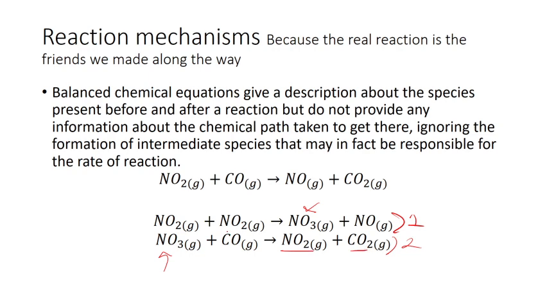Now you'll notice that when you add these together, NO3 appears on both sides, so we cancel that out. NO2 appears on both sides, so we cancel that out. So what we get is this overall reaction, because there are things that appear on both sides in our mechanism. However, in the mechanism, we see that we are making an intermediate, something that is not represented at all in our reaction. That's why when we're looking at rates, we need to take into account the reaction mechanism.